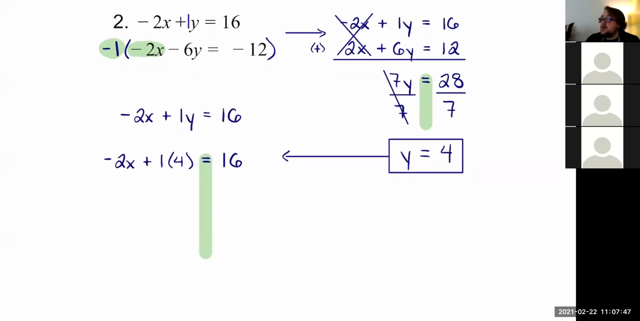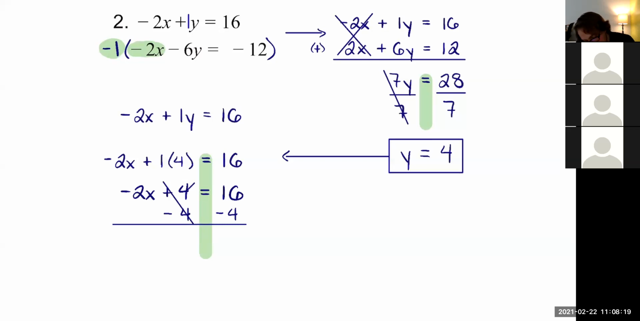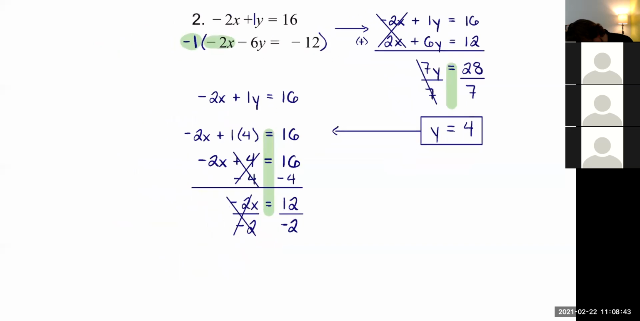We're on number 2, solving systems by elimination. So on the left, parentheses hopefully catch your eye first. That 1 times 4 is going to give me a 4. So negative 2x plus 4. And then we just have a two-step equation where we're trying to get x by itself. First thing I'm going to do is subtract 4 from both sides. Leaves me with negative 2x equals 12. And then last but not least, divide both sides by negative 2 to get x equals negative 6.